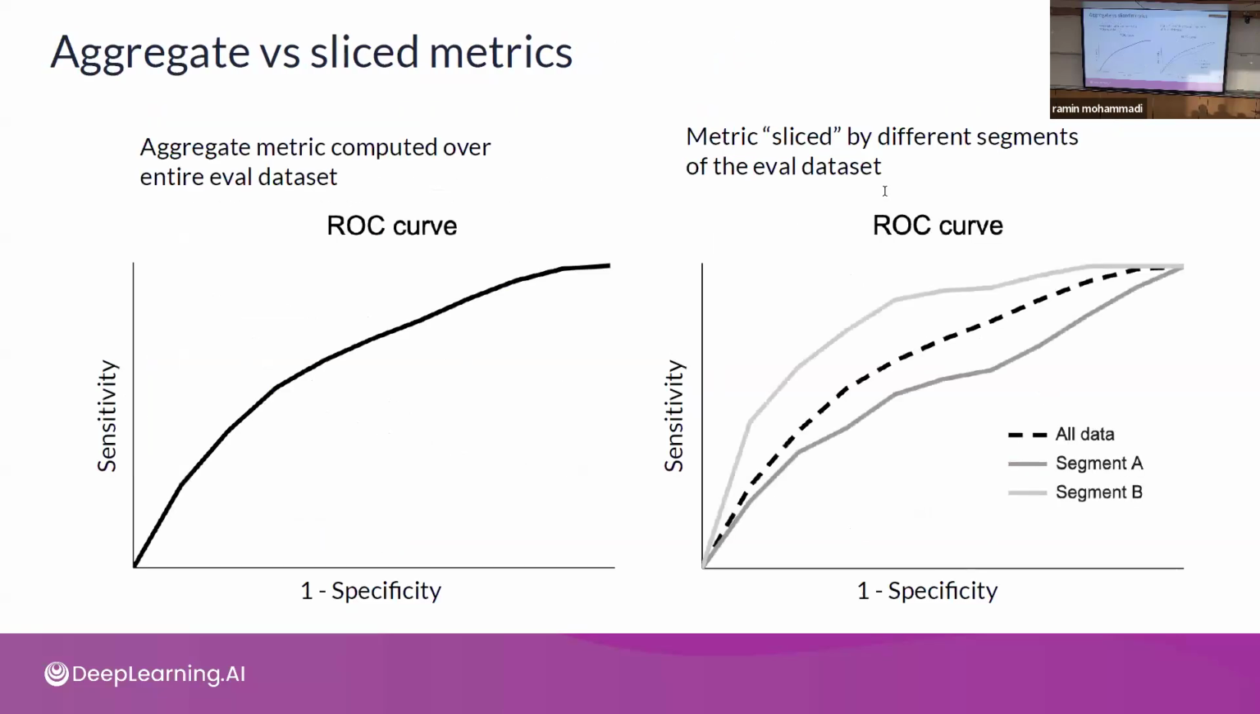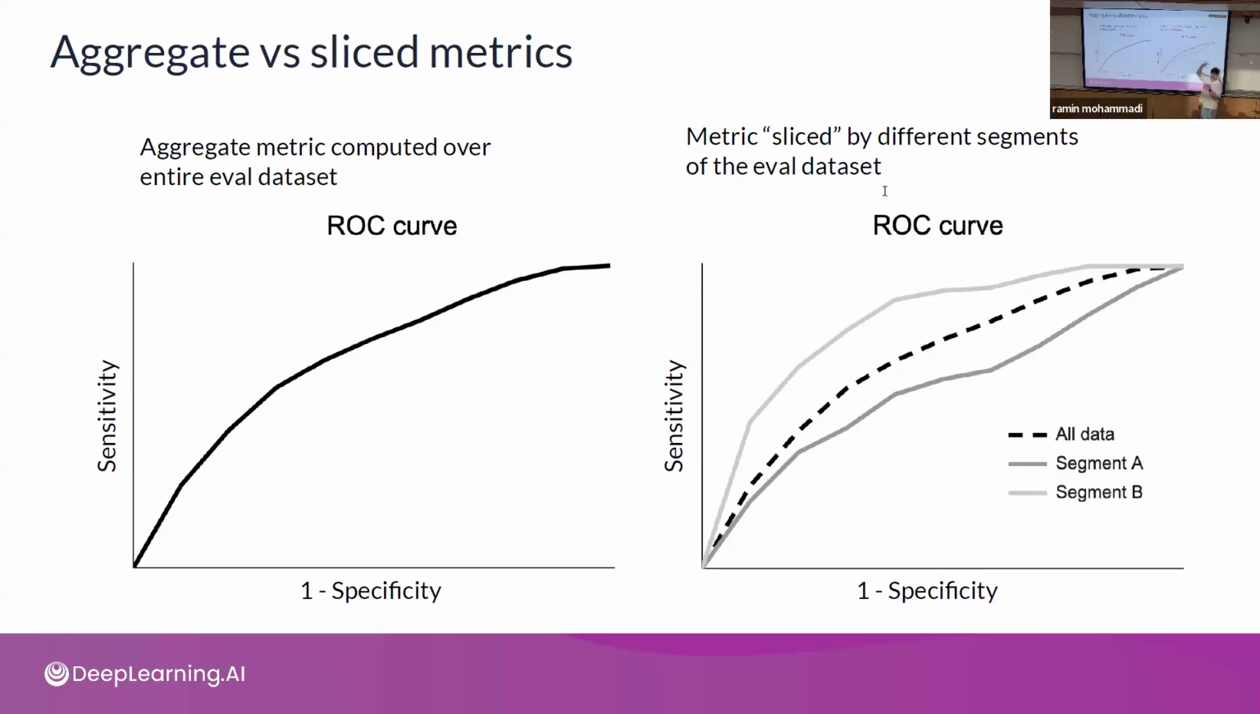Now, aggregated versus sliced metrics. It's a good example of why we should care about slicing. When you're looking at an ROC curve, you see something like this and you're like, well, my ROC curve looks really good, so I'm happy with it. But if you slice your ROC curve into two segments, just as an example, you might find that there's a segment A on top, and there's a segment B. In your segment B, it's doing really poorly, right?